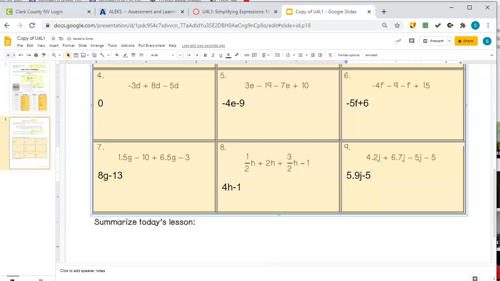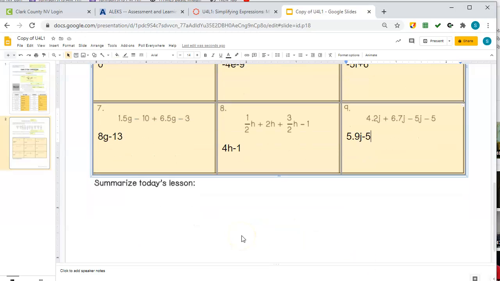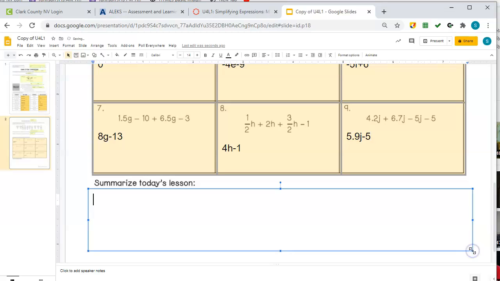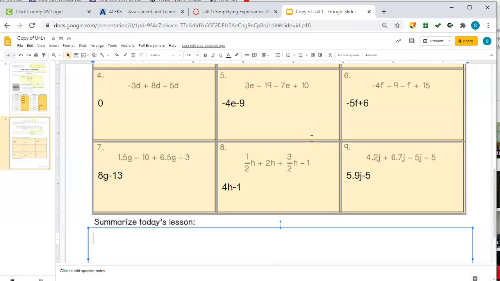Now, go ahead and summarize what you learned today. What are the key points for understanding like terms, unlike terms? Think about when you might start using these expressions when we have forms that are complicated enough that we would need something like this. Excellent work.